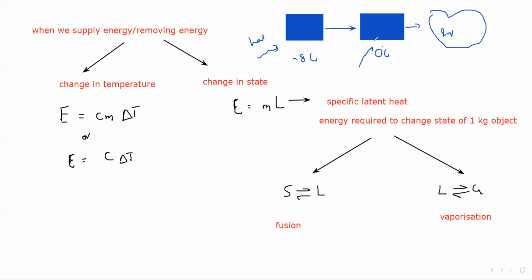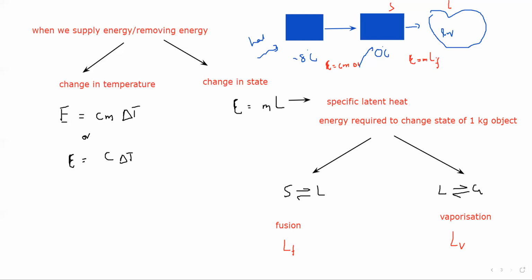So when there is a temperature change and we want to find how much energy we are supplying, E equals c m delta T. If there is a change in state, like solid converting into liquid, then E equals m L subscript F, because it is fusion, so subscript F will be there. If it is vaporization, then subscript V will be there.